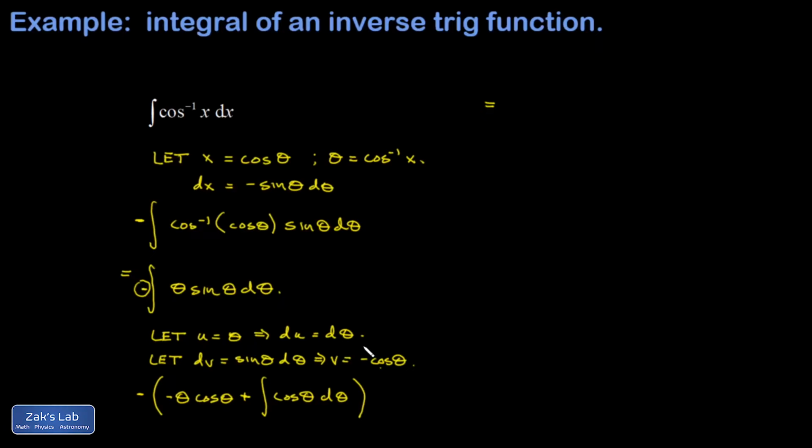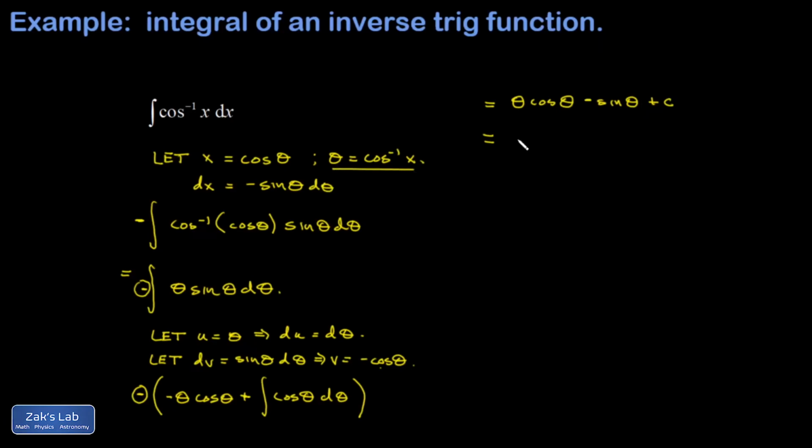Now I'll go ahead and do this integral. The integral of cosine is just sine, and I'm going to distribute this minus sign at the same time. So I get theta cosine theta minus sine theta plus some arbitrary constant. Now I've got to replace all these thetas in terms of x, and I prepared for that back when I originally made the substitution.